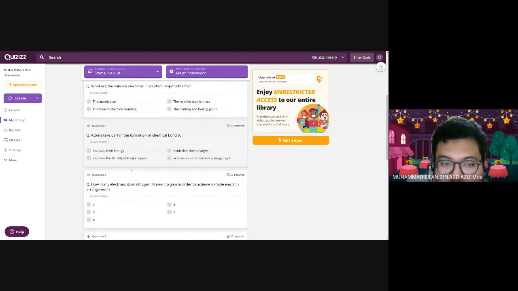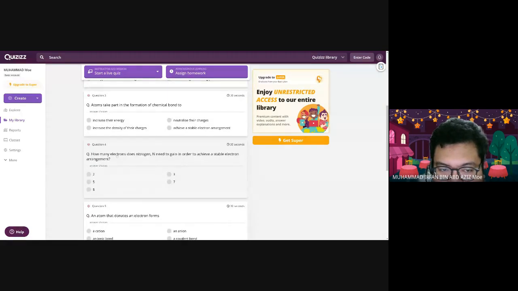Question 3. Atoms take part in the formation of a chemical bond to achieve a stable electron arrangement. Not to increase energy. Atoms always need to find the lowest energy, the most stable. Not to neutralize the charge, because the charge becomes neutral when they achieve a stable electron arrangement.